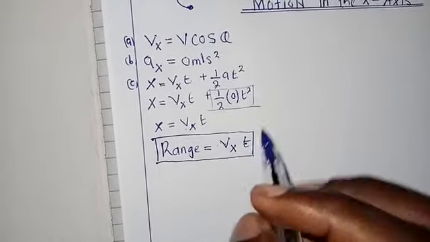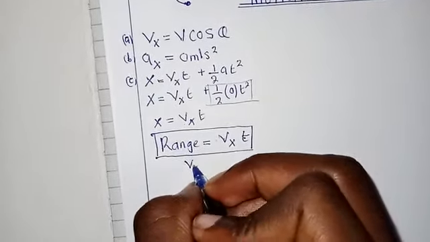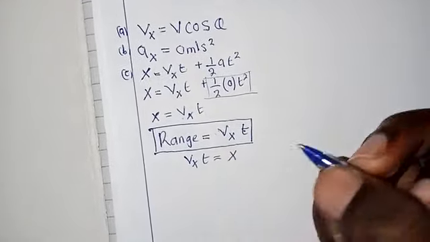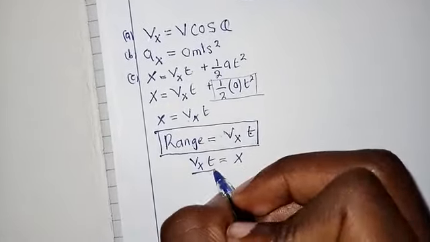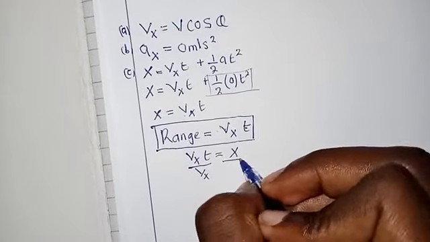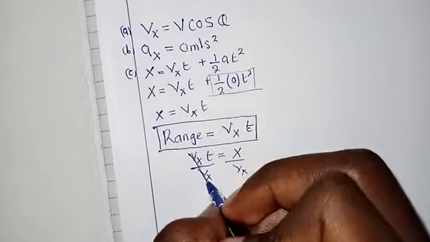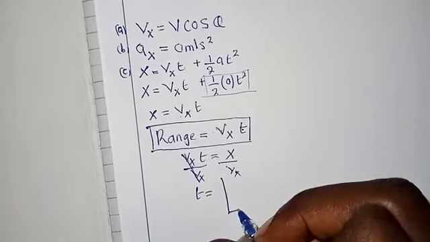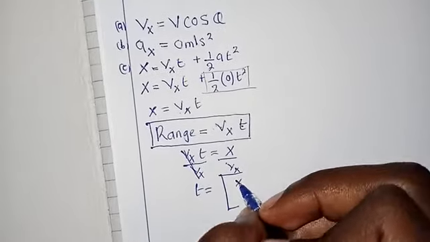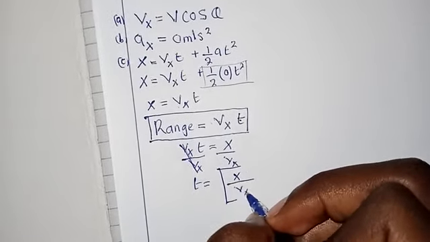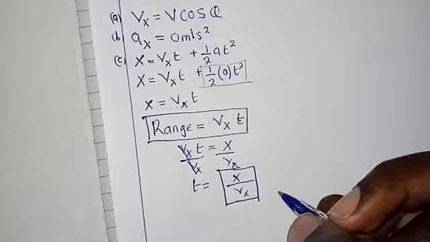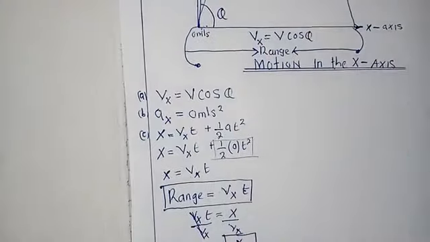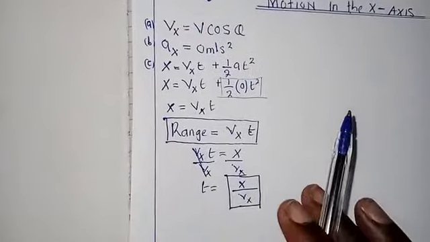You can find the time by simply saying Vx t is equal to range, which happens to be x. Then you can simply say over Vx, over Vx. The time. You can simply find the time that it took for it to move from here up to there. Okay, suppose you have been given this.